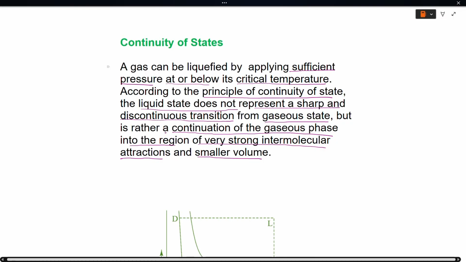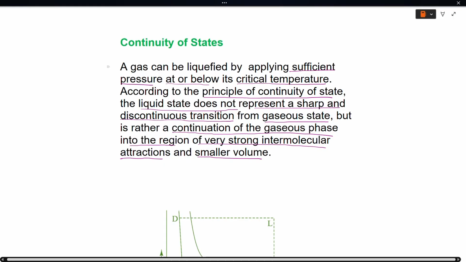That is, according to that, it states that liquid state is not a different state or anything. In gaseous state, you know that the molecules are very far apart, they do not have any intermolecular attractions, but when they come closer and closer, the gas is getting transformed into a state where there is very strong intermolecular attractions and smaller volume. Okay. So, according to the principle of continuity of state, liquid state does not represent a sharp and discontinuous transition from gaseous state, but it is rather a continuation of the gaseous phase into a region where there is strong intermolecular force of attraction and smaller volume.